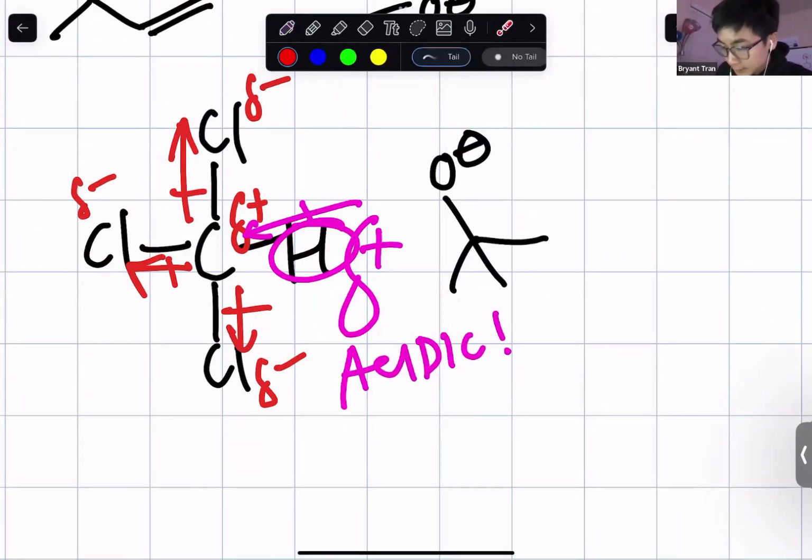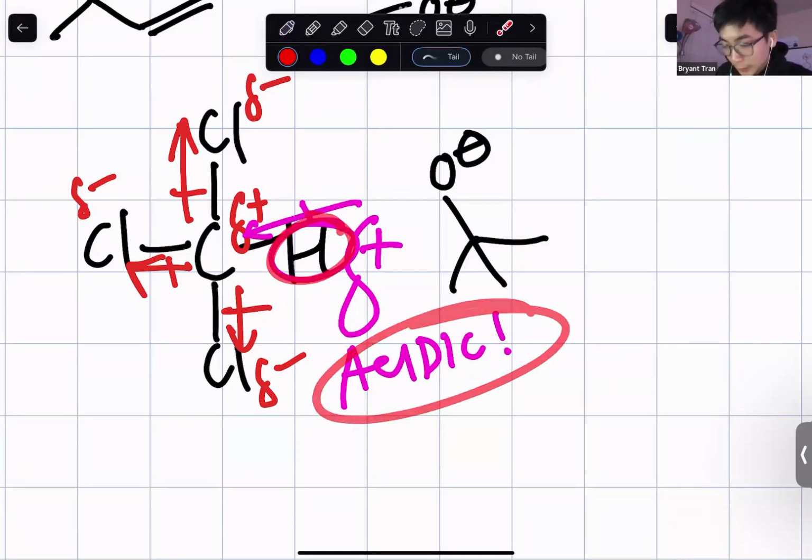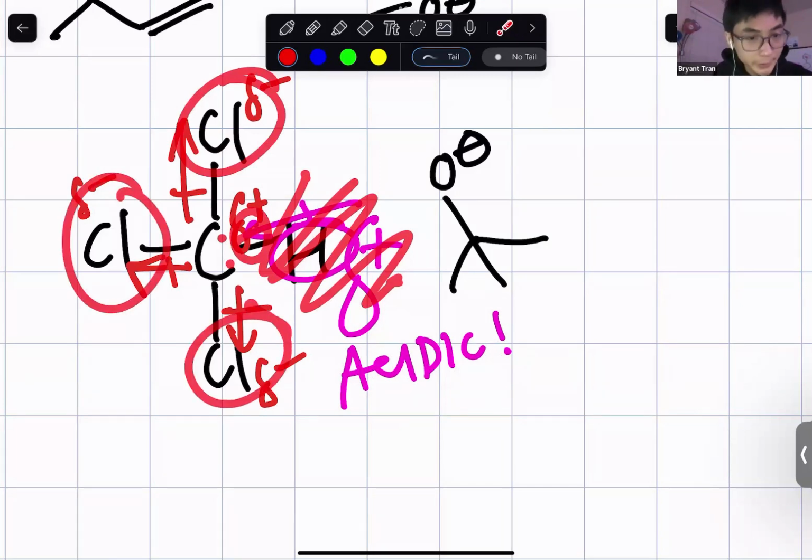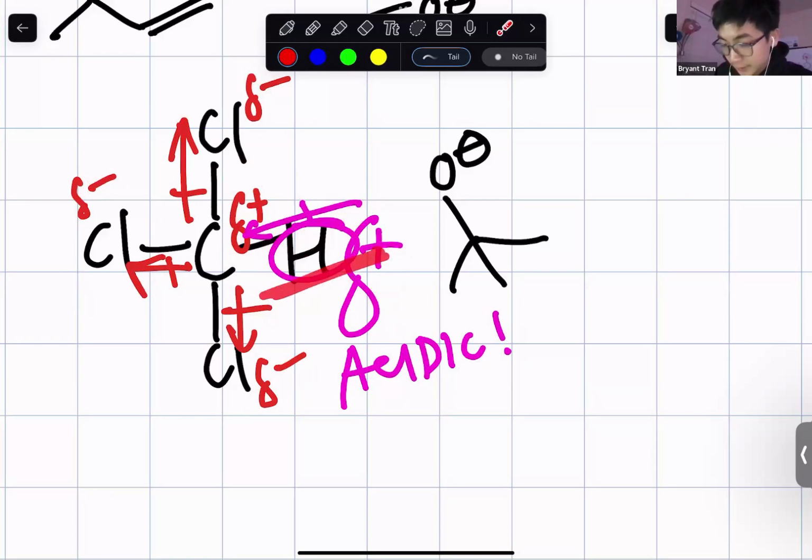Another reason why this hydrogen is going to be acidic is because when we draw out the conjugate base, right? Imagine that hydrogen is no longer there, and we give this carbon a negative charge. This negative charge on the carbon is stabilized by the 3 electronegative atoms here, withdrawing electrons from that carbon. So this hydrogen here is going to be very acidic.